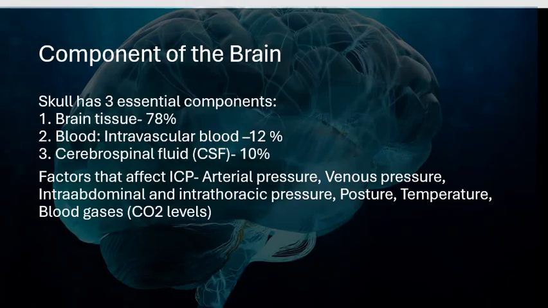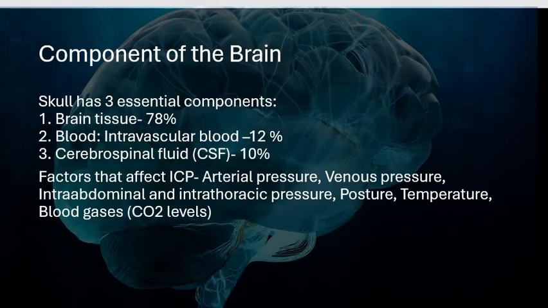If you have elevated CO2, which is your hypercapnia state, it causes cerebral vasodilation, which increases the cerebral blood volume, and subsequently it raises the intracranial pressure. Low CO2 causes vasoconstriction and it lowers the ICP.